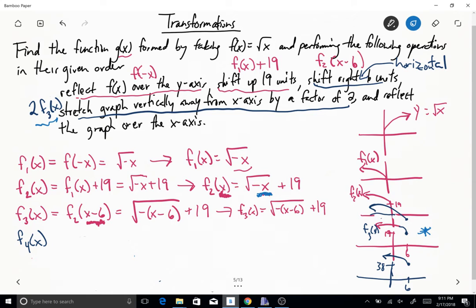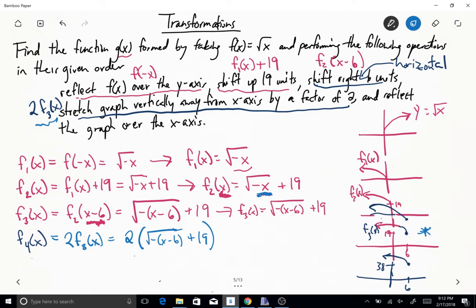So now we have 2 times f sub 3 of x. This is what trips people up a lot of times. So it's 2 times this whole function. So this is 2 times f sub 3 of x, which is the square root of negative x minus 6, and then plus 19, and all that is multiplied by 2. And you can check it because notice we went from 19 to 38 just by doubling it, because we're stretching by a factor of 2 away from there.